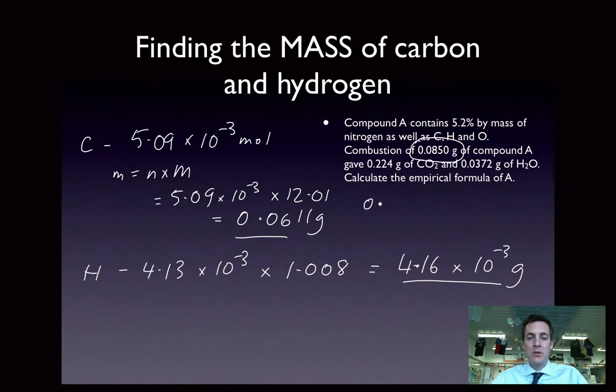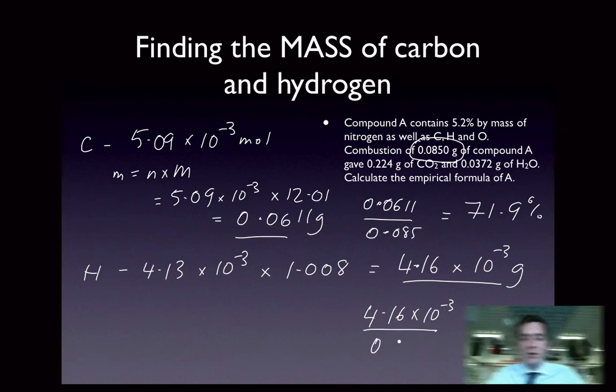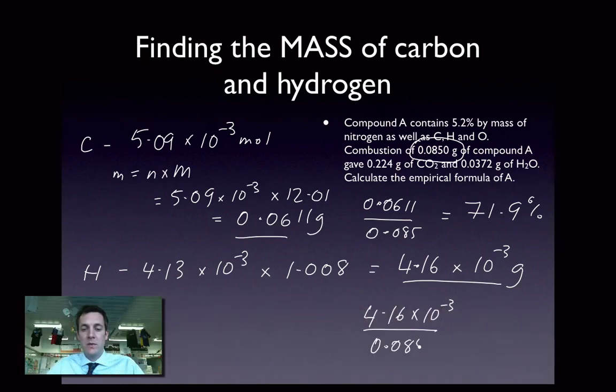So if we take 0.0611 and divide it by 0.085, that tells us that the percentage carbon is 71.9%. And we can do the same thing for the hydrogen, 4.16 times 10 to the minus 3, and divide that by 0.085, and that tells us that the percentage is 4.9%. So now we've got the percentages of those two elements.